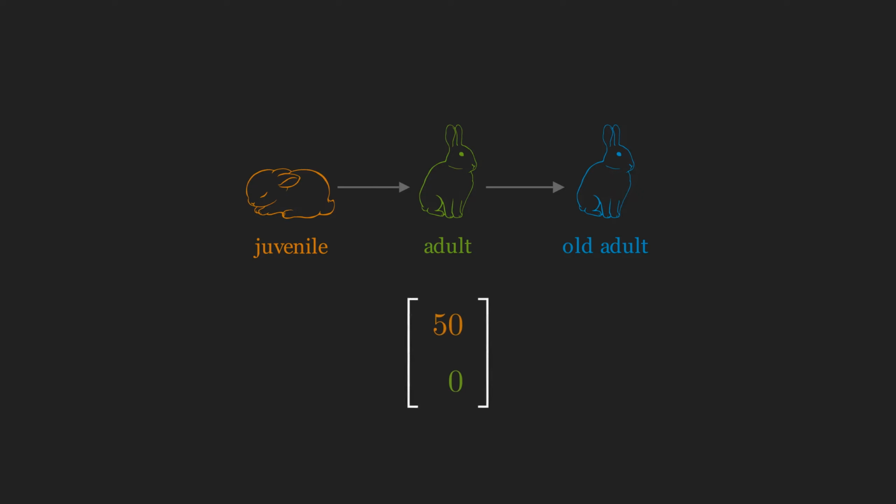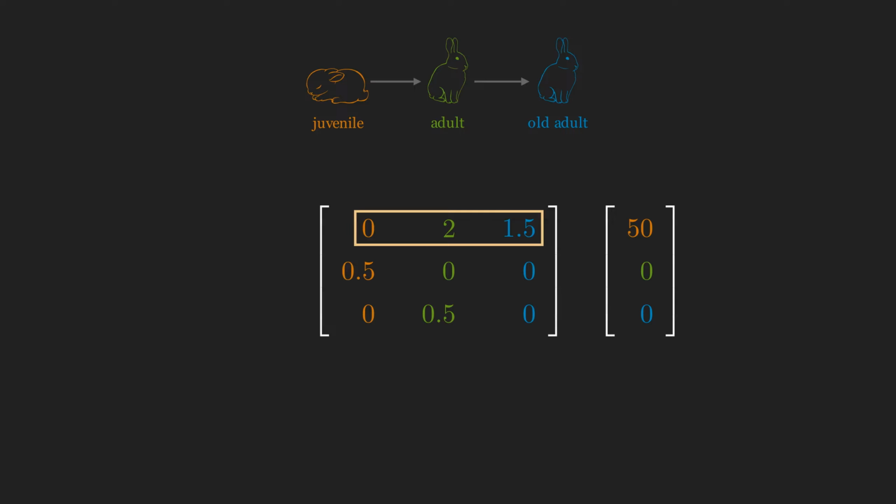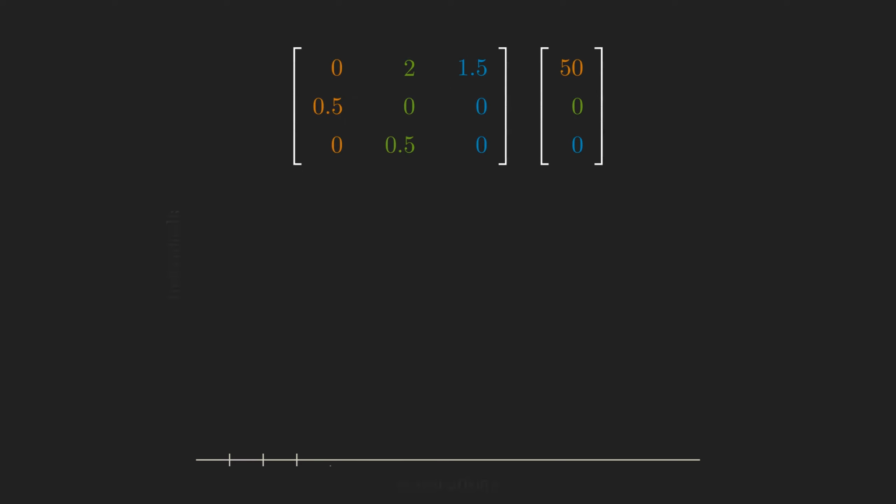Let's now imagine a new species of rabbit that lives up to 3 years. Now, just like before, we'll have to keep track of what an average juvenile produces, what an average adult produces, and now what an average old adult produces as well. For this example, we'll say that the adults produce 2 juveniles, but the old adults are less fertile and produce only 1.5 juveniles. The survival rates will say that they are the same from juveniles to adults and from adults to old adults. But if we plot this population over time, we'll notice something strange.